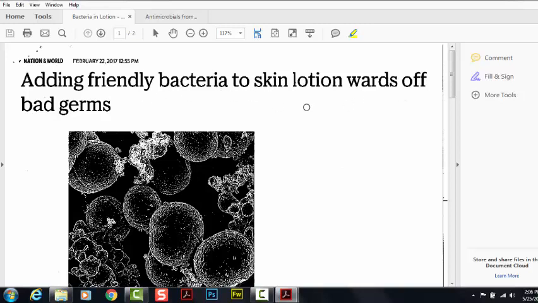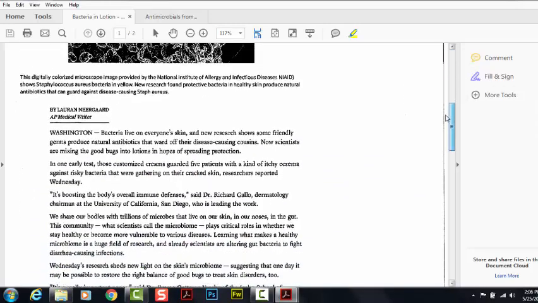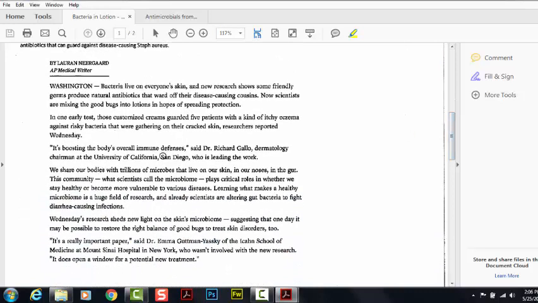So let's start out with this article that came from Nation and World. It was written by a science journalist, or a journalist that specializes in scientific topics. And it's about adding friendly bacteria to skin lotion to ward off infection. So as we go through, this is probably the type of citation that you have noticed, or the type of citation that you've learned in your English classes.